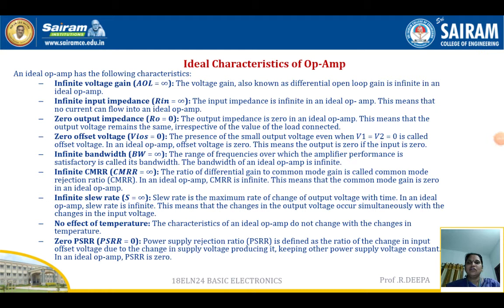We need to keep in mind the various characteristics of an op amp: infinite voltage gain, infinite input impedance, zero output impedance, zero offset voltage, infinite bandwidth, infinite CMRR, infinite slew rate, no dependence on temperature, and zero PSRR. These characteristics are very important in analyzing the operation of an operational amplifier.